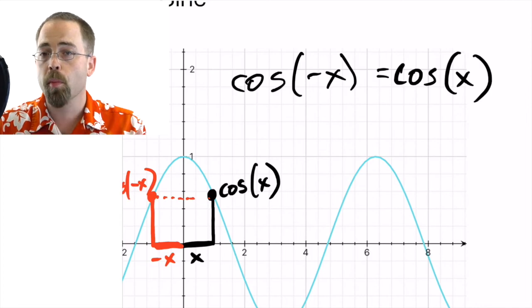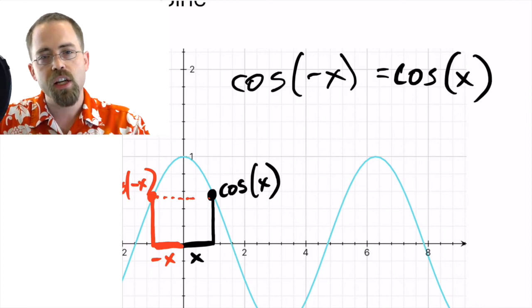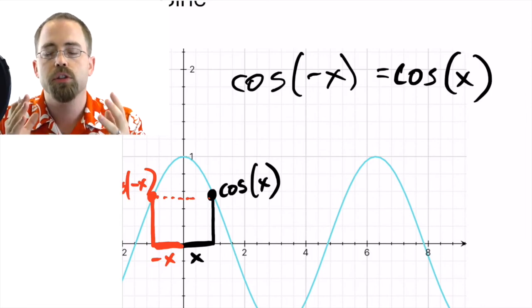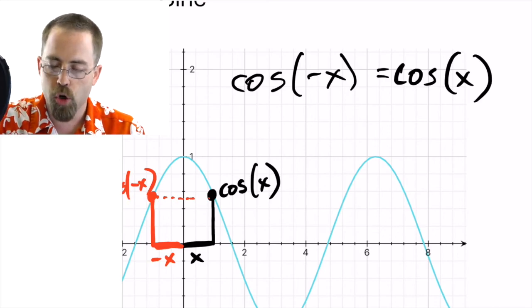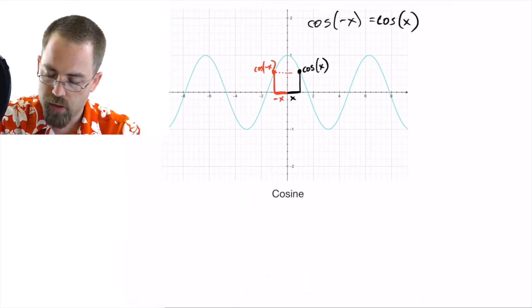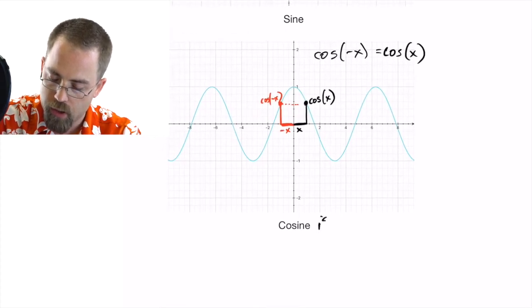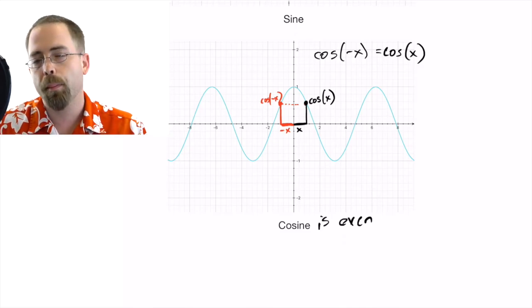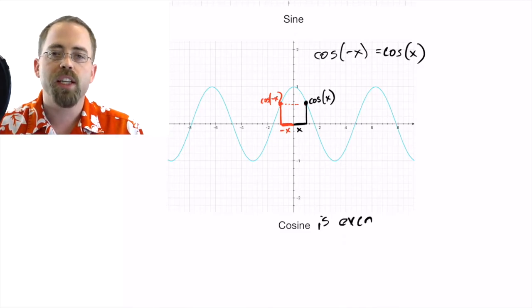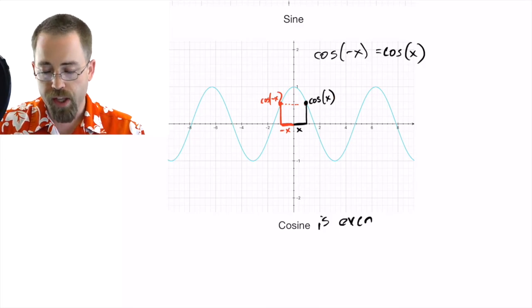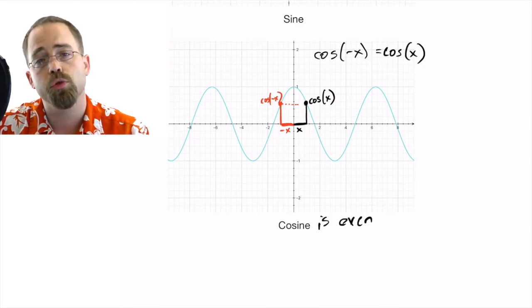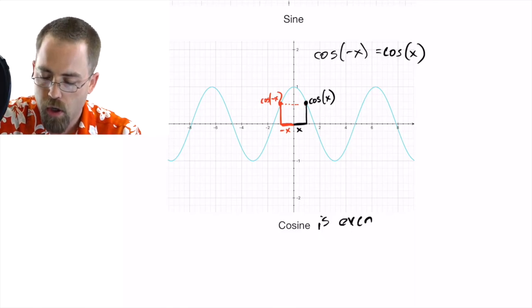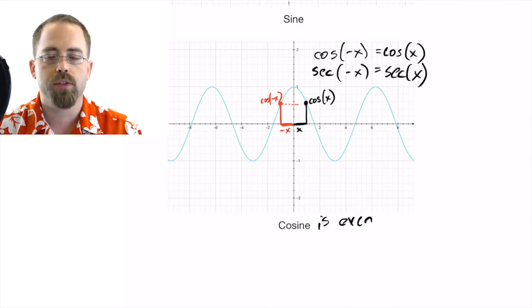you're going to get the same value for cosine. So if you remember my obsession with Denzel Washington, this is the symmetrical left-right Scarlett Johansson evenness, that cosine is even. Let's label that. Cosine is even, and it doesn't matter if you plug in a positive x or a negative x, you're going to get the same value. So if that's true for cosine, then it is also true for the reciprocal of cosine, which is secant. Secant of negative x must also just be the same as secant of x.